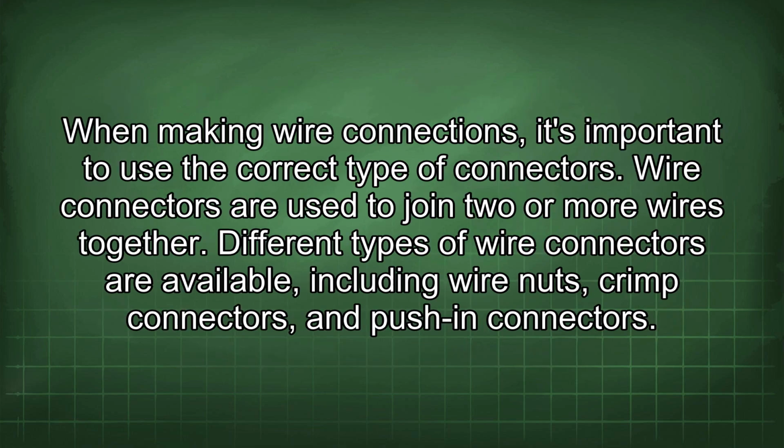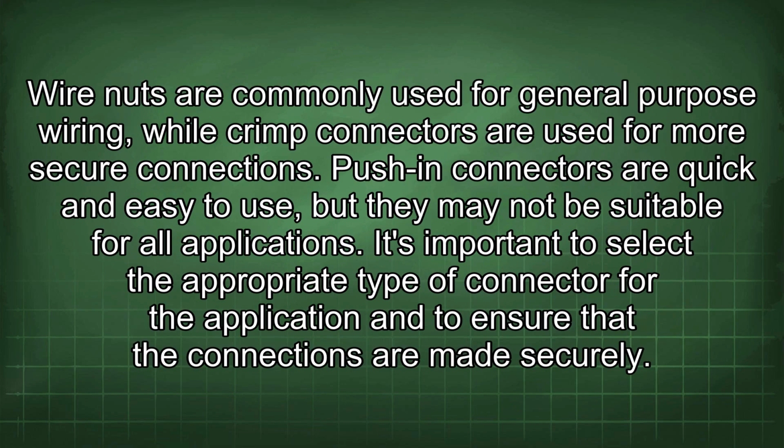When making wire connections, it's important to use the correct type of connectors. Wire connectors are used to join two or more wires together. Different types of wire connectors are available, including wire nuts, crimp connectors, and push-in connectors. Wire nuts are commonly used for general-purpose wiring, while crimp connectors are used for more secure connections. Push-in connectors are quick and easy to use, but they may not be suitable for all applications. It's important to select the appropriate type of connector for the application and to ensure that the connections are made securely.